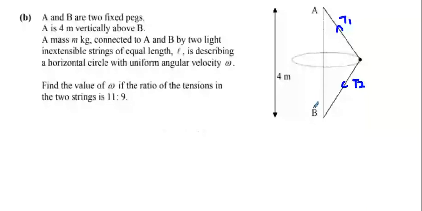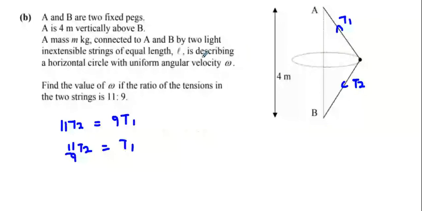Okay, so the first thing we might say is that its ratio is 11 to 9. This means 11 T2s will equal 9 T1s, and essentially T1 is the same thing as 11 over 9 T2. It's the first thing we can learn from this.